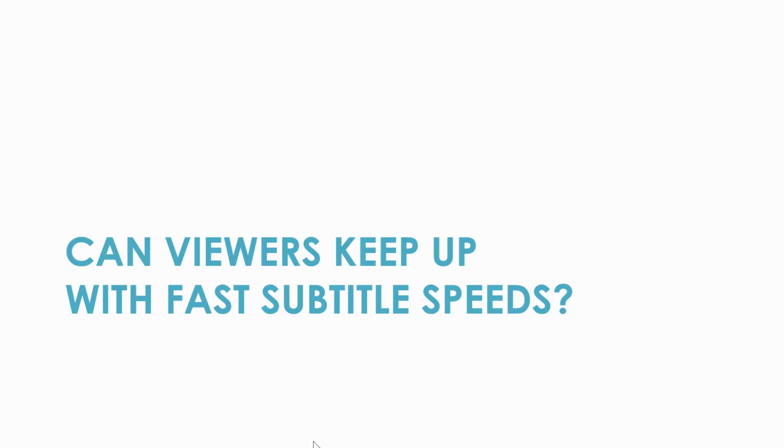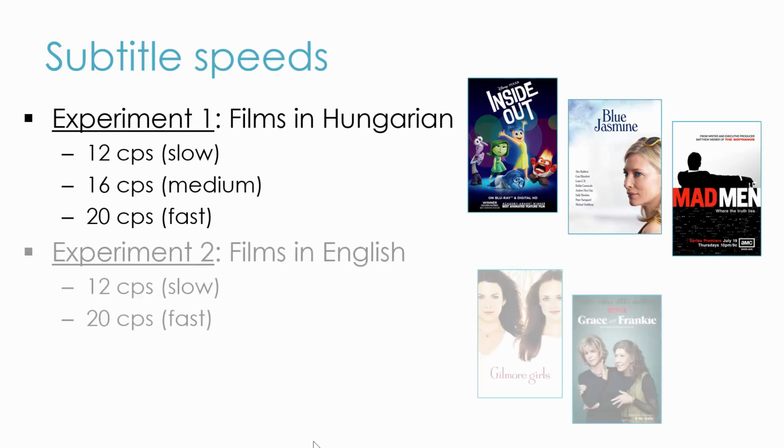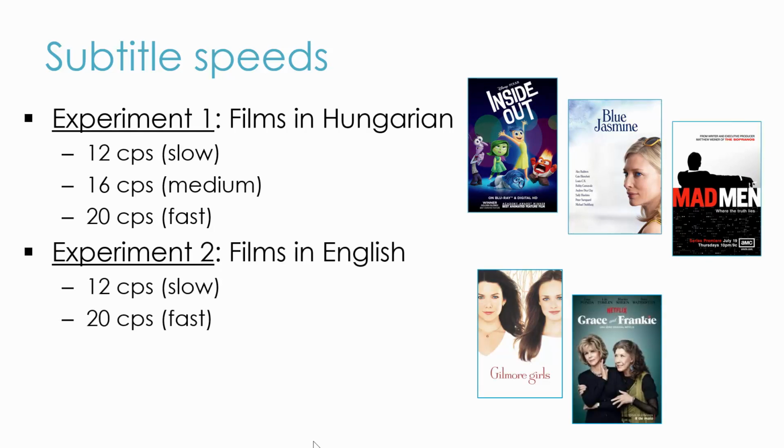in films and shows. We conducted 2 experiments, one with clips with the soundtrack in Hungarian and the other in English. We showed people subtitles at different speeds: slow subtitles at 12 characters per second, medium-paced at 16 characters per second, and fast at 20 characters per second. And we tested their comprehension, cognitive load, enjoyment, reading experience, and other things. We also monitored their eye movements.